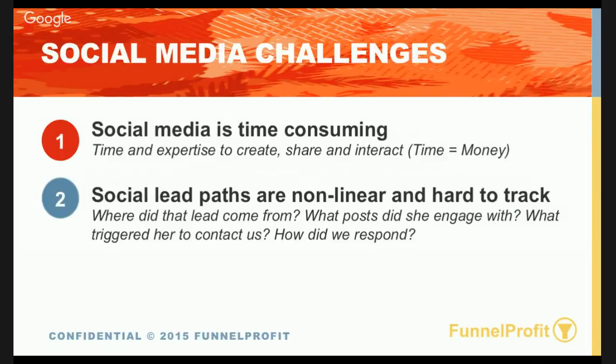Did she actually come from our social media channels? Did she come from word of mouth? And in fact, if she did come from, let's say, Twitter, did we respond to her? How did we respond? Who responded to her? How long did that take between our response and her making another contact? Did we engage with her once or twice or 3 times or 5 times? Those sorts of actions and those sorts of metrics are hard to track and nonlinear in social media platforms.